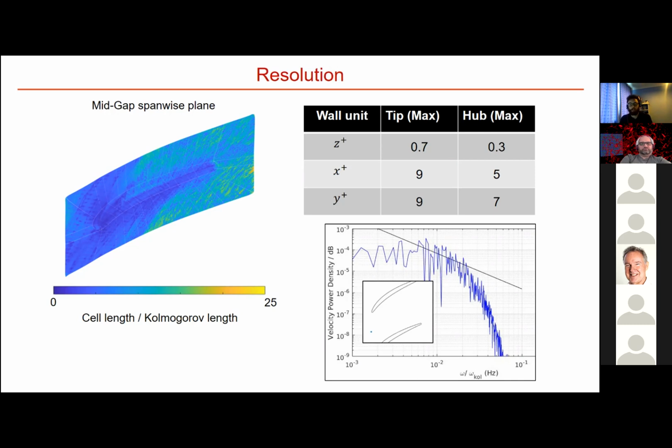The final figure on the bottom right shows a spectrum for a probe in the free stream. The turbulent energy cascade is compared with the Kolmogorov -5/3 line in black. This data indicates that these simulations are somewhere around implicit LES.